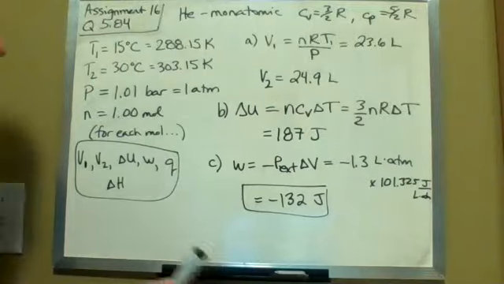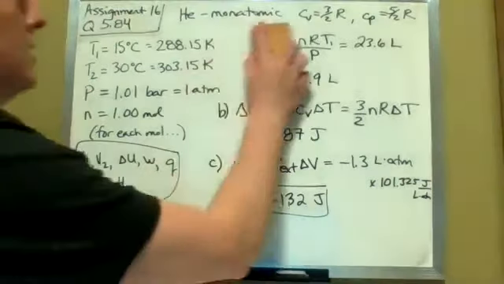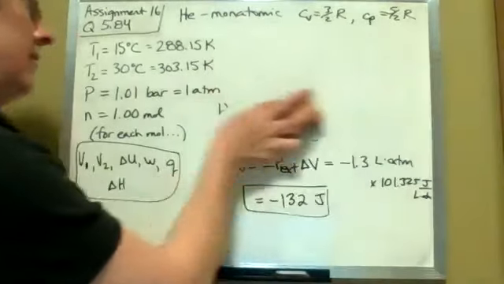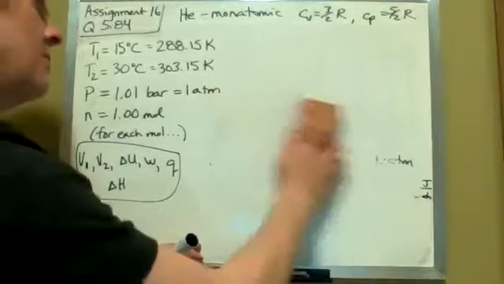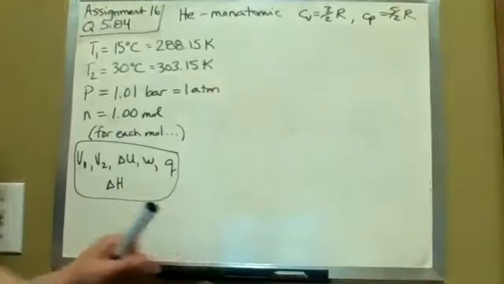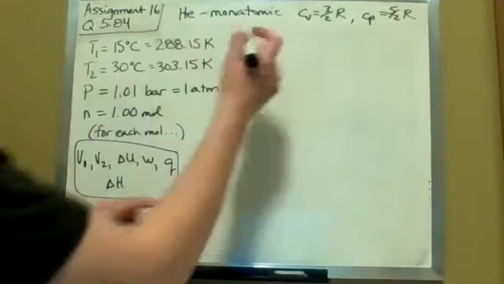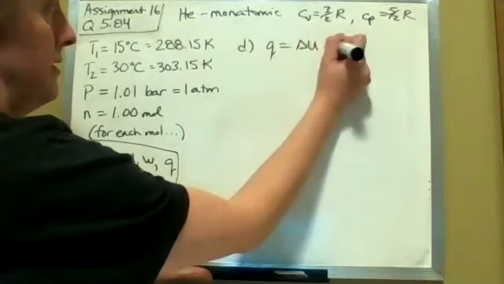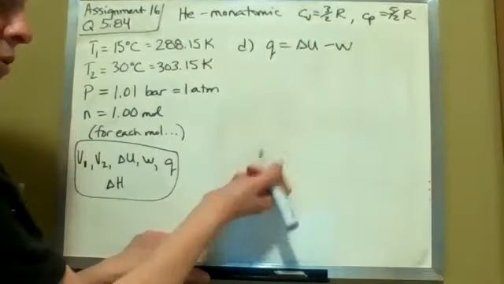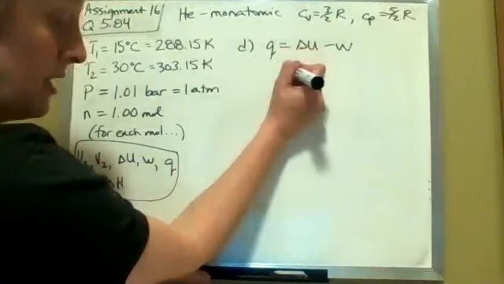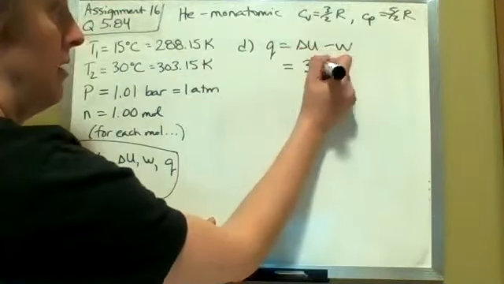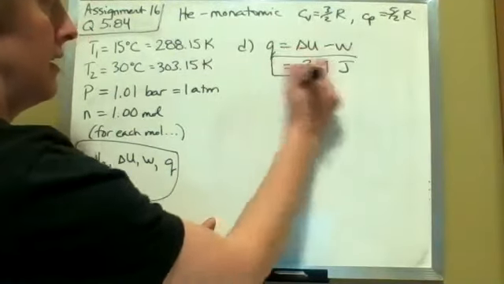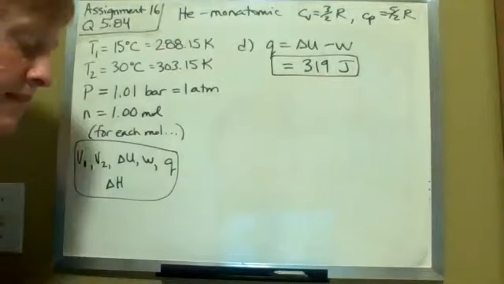Now we can move on to our heat, so part D. It's pretty simple because I know delta U and I know work. So heat equals delta U minus work. We know both of those, so you should end up with a value of 319 joules in this case.